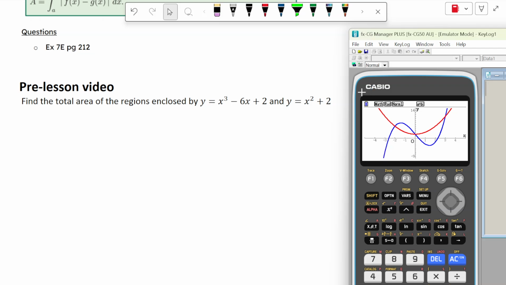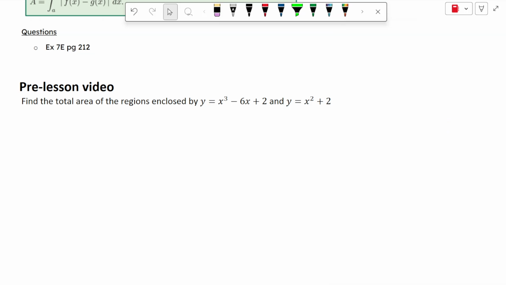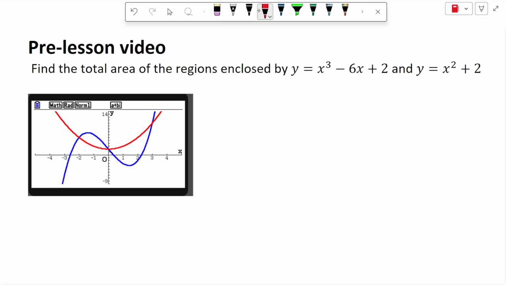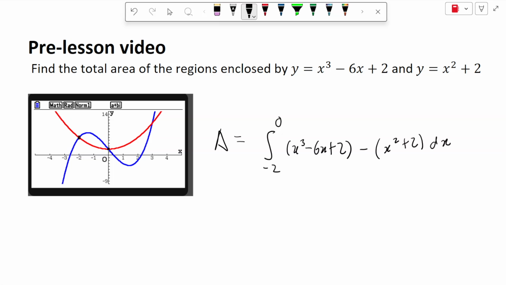So the total area is a really nasty, horrible integral expression. So area, well, it would be the integral from -2 to 0. It's going to be the top function minus the bottom function. So I believe that's x cubed take 6x plus 2 on the top and x squared plus 2 on the bottom.